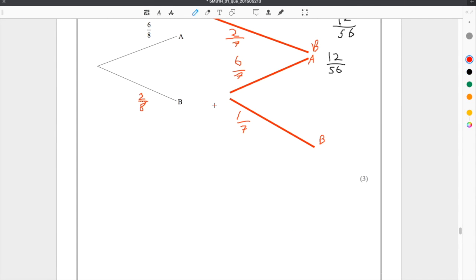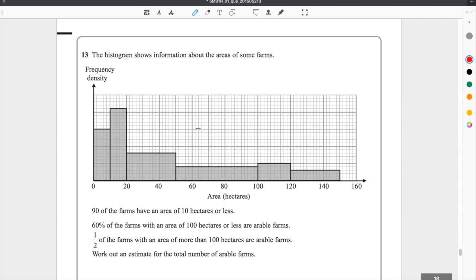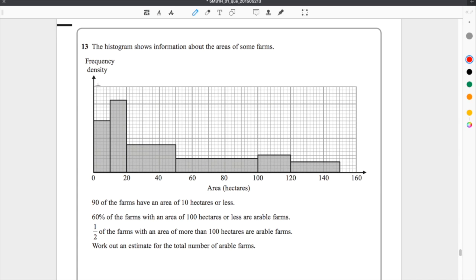Okay guys, now for the final question on the paper, which is question 13. The histogram shows some information about the areas of some farms. And again, we have frequency density on the y-axis and area in hectares on the x. And this will always be the case. Frequency density is always on the y-axis and we have some other variable, in this case area, on the x-axis. Now, almost always we'll be asked to find a scale for the y-axis because we're not given a scale here.